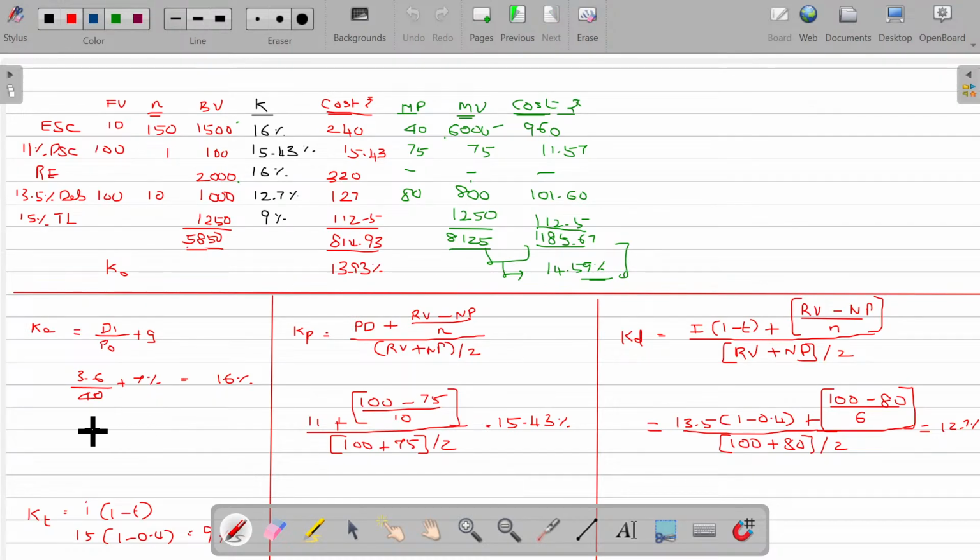In this scenario, KE, cost of equity new, D1 being 3.6, but new issue priced only 32 rupees and add 7% for the growth. Then overall value being 18.25%. This is what about the new KE. New KE. Clear?